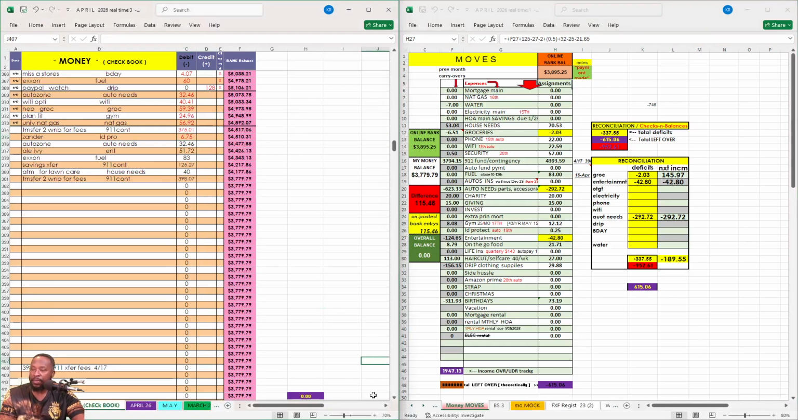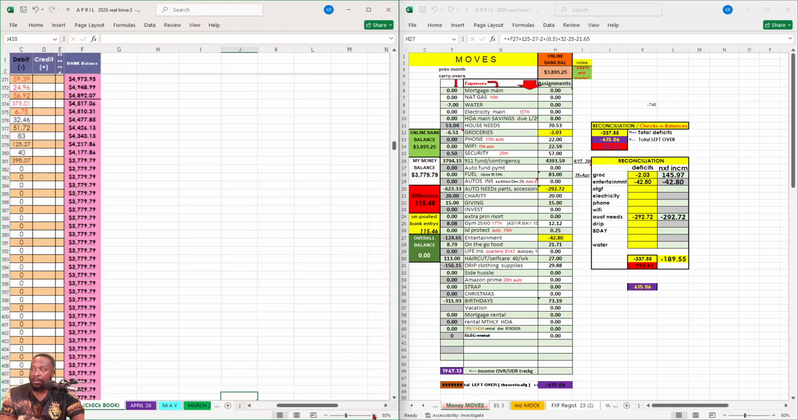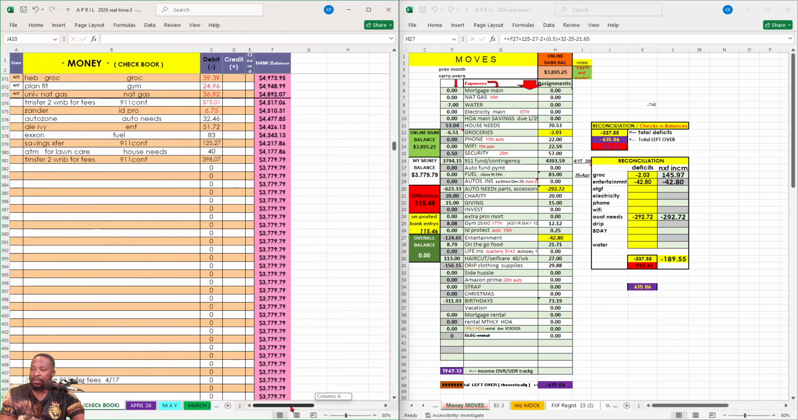and blow that one up a little bit so we can see these entries a little bit better. All right, the next one's going to be 32.46 being deducted from auto needs. See how auto needs is right there?